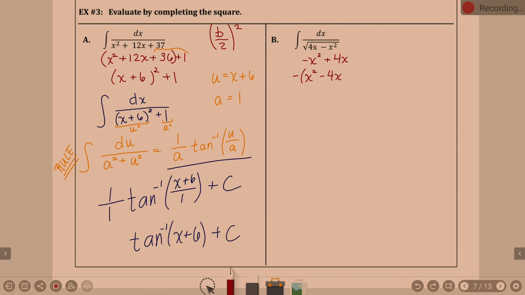I'm going to leave a gap so I can complete the square. Negative 4 divided by 2 is negative 2. Negative 2 squared is 4. If we add 4 here, we have to subtract 4 out. Wait, no, add 4 because it's negative. Yeah, there you go.